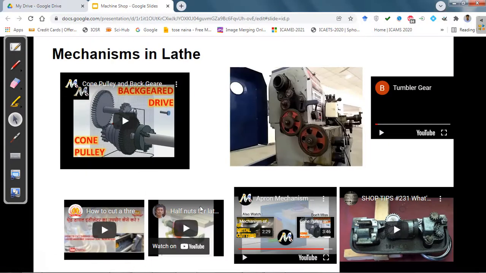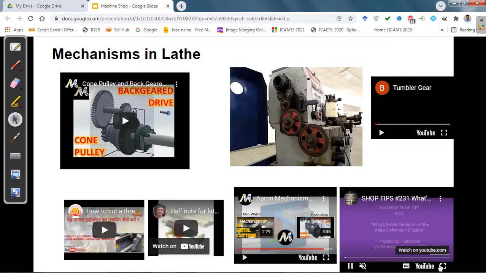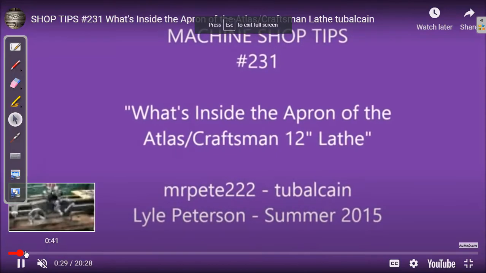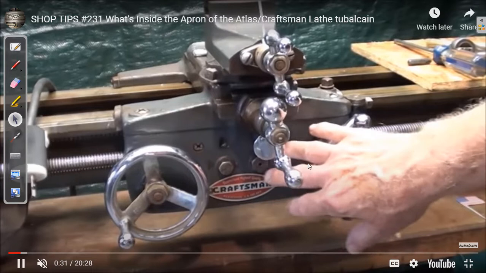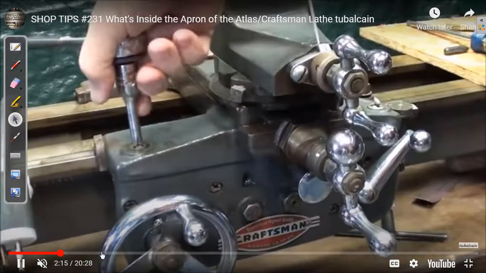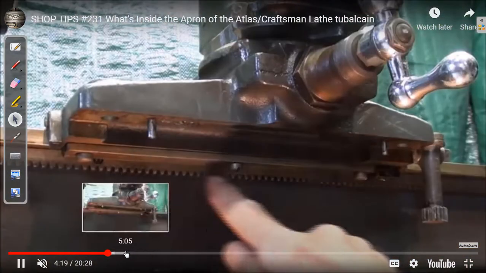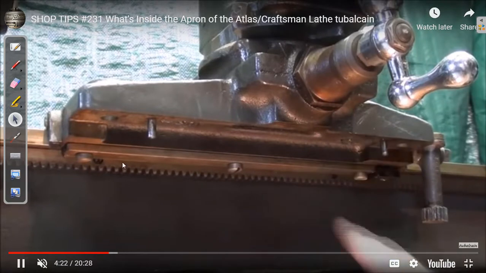This motion transfer can be done either with the feed rod that we have seen in the apron, and within the apron the lead screw arrangement is also there, and there you can see how it is working, basically through the half nut mechanism. So in this picture maybe you can see the half nut, how it looks like. Here this is basically the apron. The apron is connected with the saddle through this.